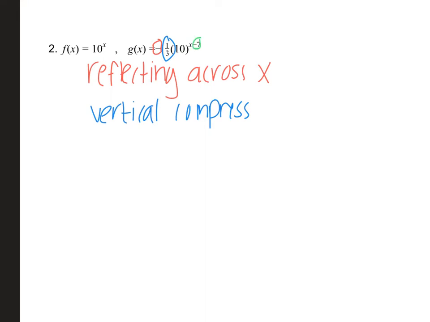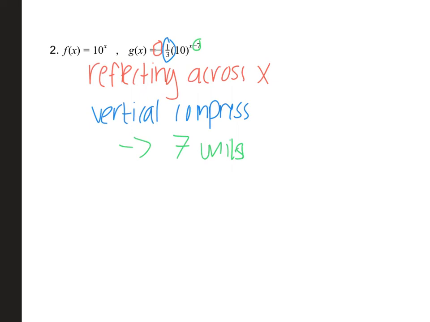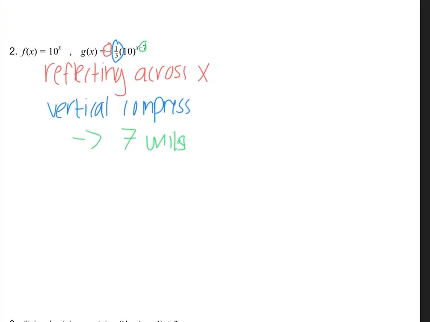Then I've got this -7 happening on the inside, so to speak, like air quotes. Remember, if it's on that exponent, then it's happening to x. It's on the inside, therefore I'm going to the right 7 units. Okay, so let's go ahead and apply that.